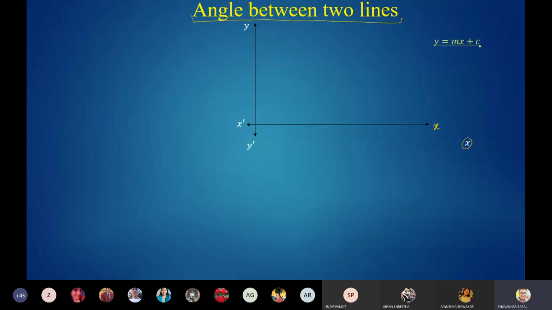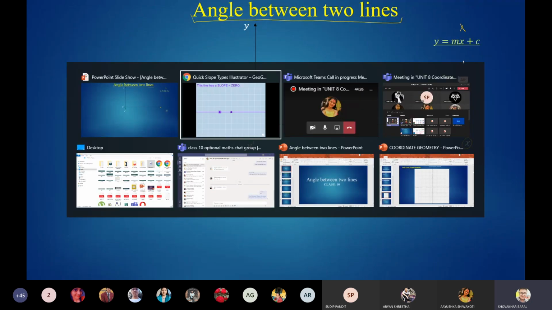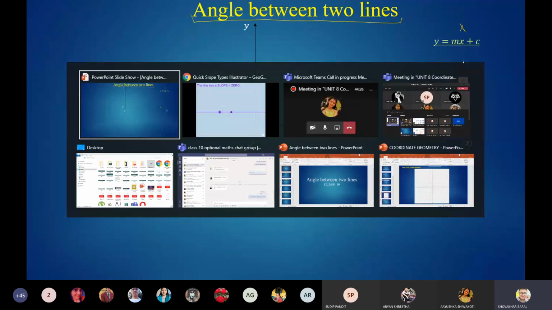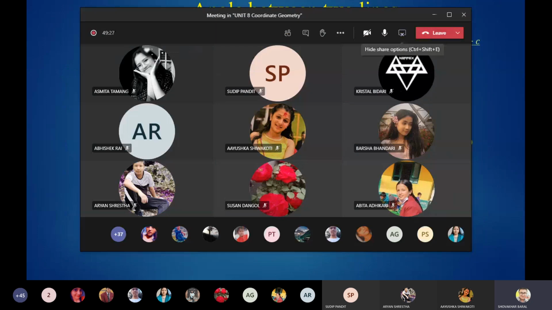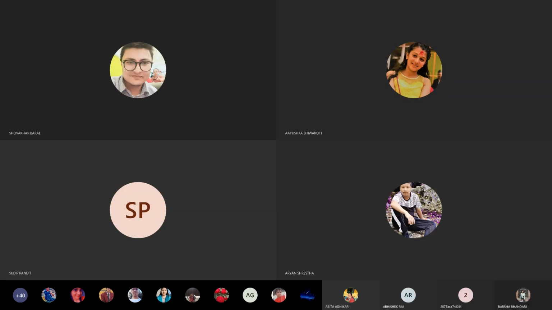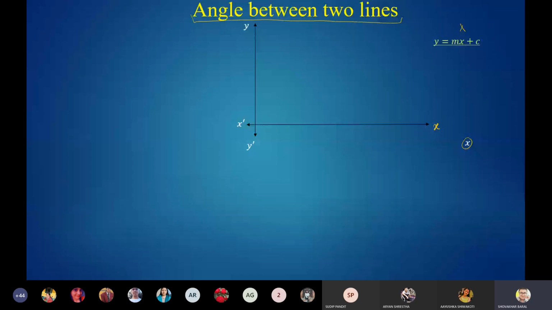y equals mx plus c. Please don't write this; I'll explain it later why I have kept it here. Just a minute, I'll display the PowerPoint only. Okay, just write it. Just write the x-axis and y-axis. We will derive one formula, and this formula will be mostly used in this topic.